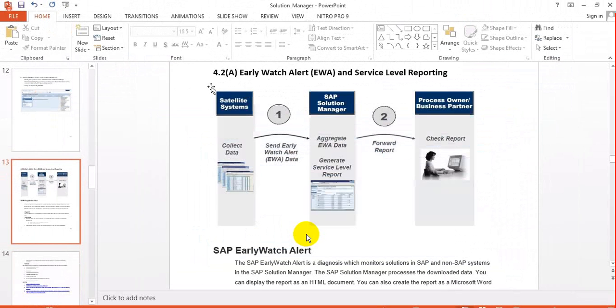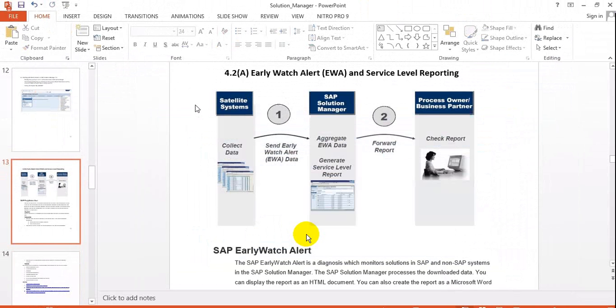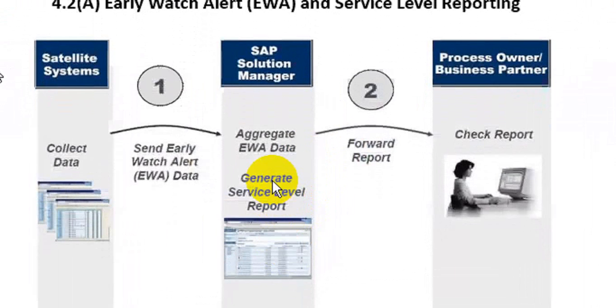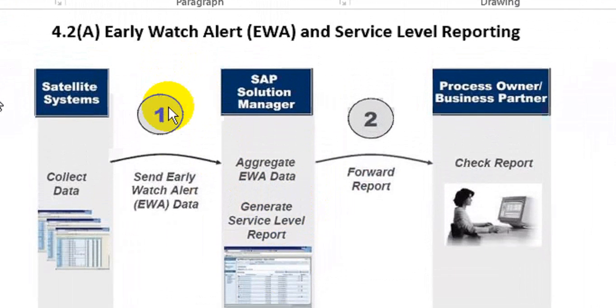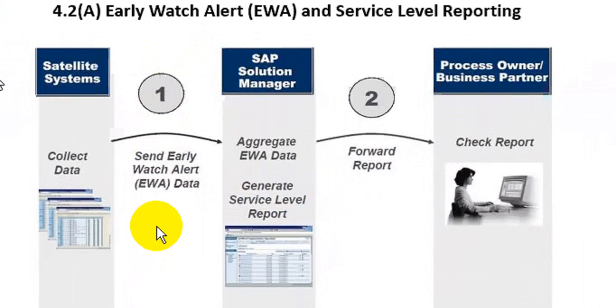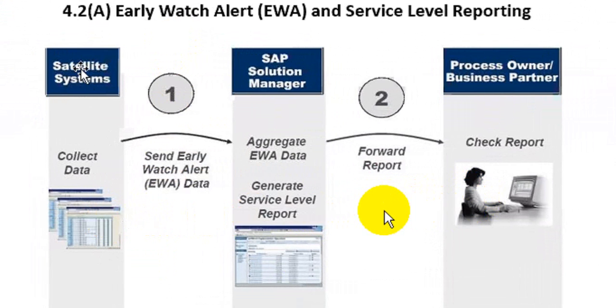See, these are the EarlyWatch Alert configuration. EarlyWatch will provide, as I told you, whatever the system needs, such as up-to-date patches and performance issues. EWA will get the information from the service marketplace and provide the details to the proper customer. So here is how it is going to work. These are the satellite systems. This is the solution manager and the business partner.